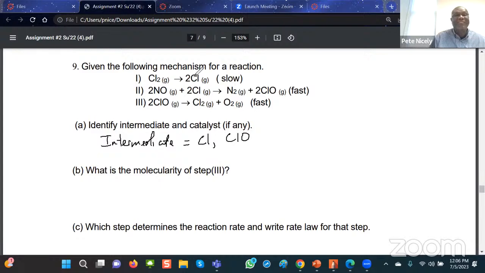You're absolutely right, because the Cl is produced here and used up in the second step, and the ClO is produced here and used up in the third step. So these two would be intermediates. All right, and then, is it possible for you to identify a catalyst? And if so, what is it?